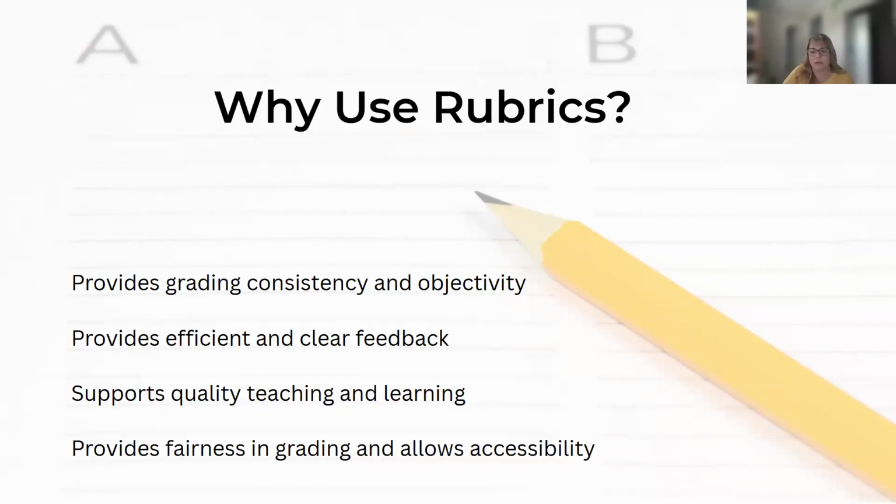And then lastly, rubrics level the playing field, making assessment criteria clear and reducing the chance for unconscious bias. This benefits all your students, particularly those who are new to academic expectations or those coming from diverse backgrounds who may need clarity in how they are being graded.